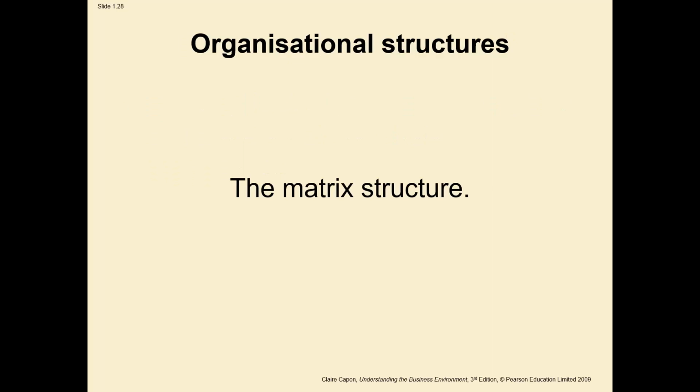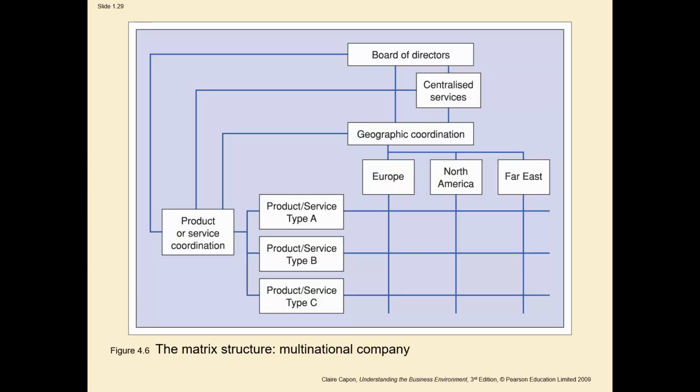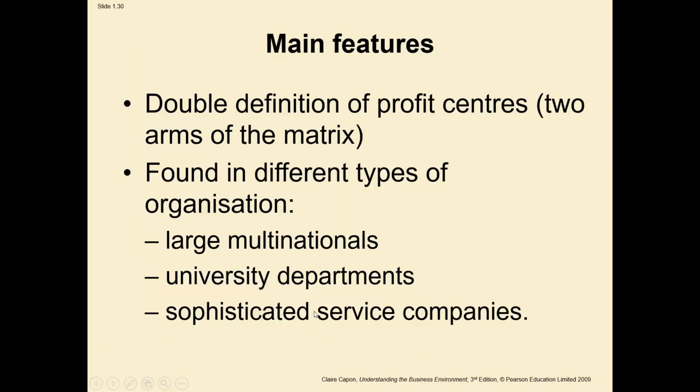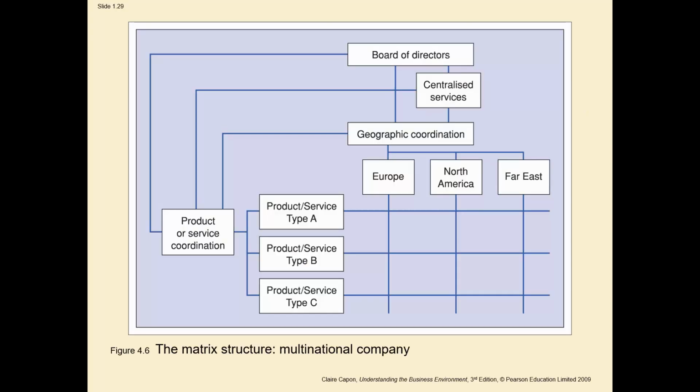The next one is the matrix structure, which tries to tackle this issue. A matrix structure is where you have your products and your geographical areas, in other words, like a grid system. Again, up at the top you have a board and centralized services, and then you are organizing on both a geographical basis and a product basis. A double definition: there are two arms to the matrix, as I said, your geographical and your product base.